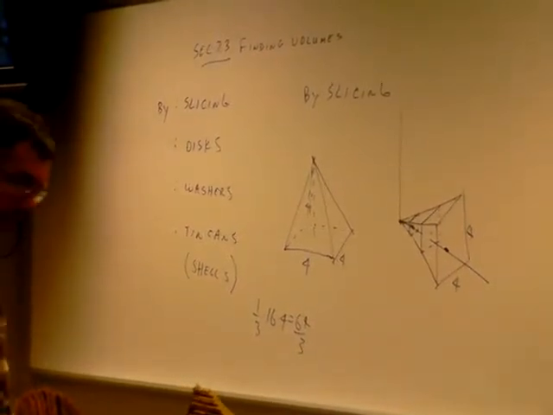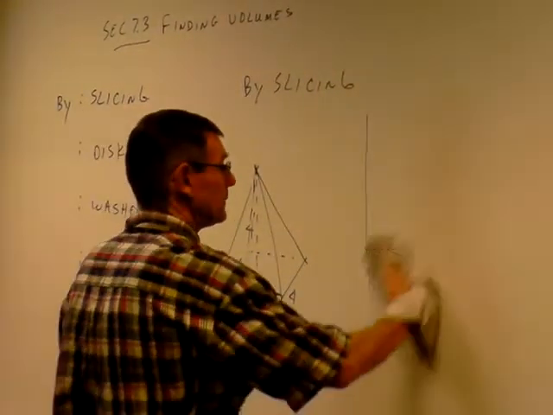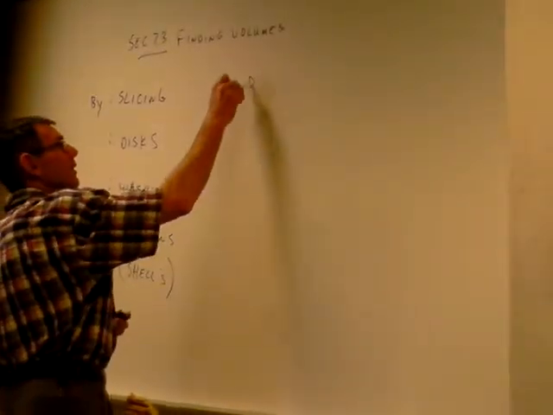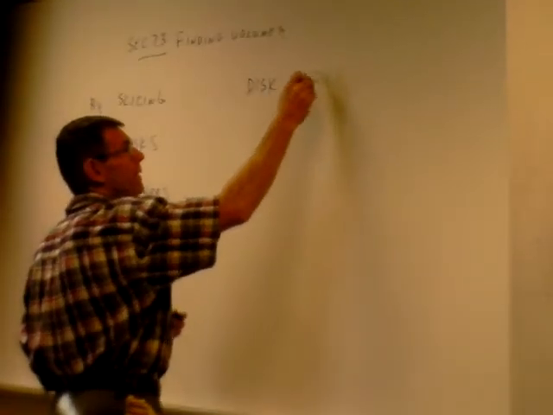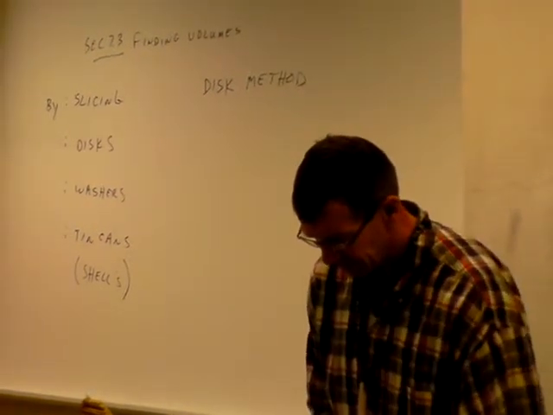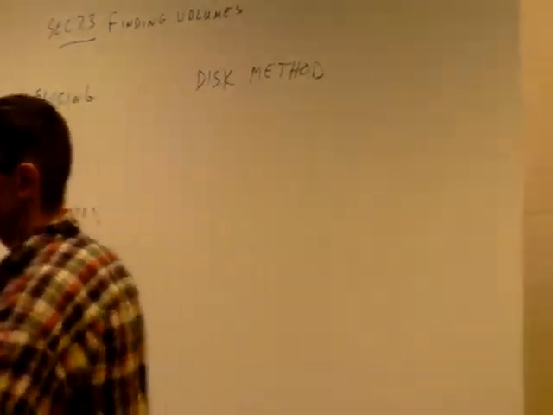Here's another example. Let's find the volume of this thing. Well, I'm going to slice it. What does each slice turn out to be? A circle. And so that basically is the next method, which is called the disc method. What you do for this method is to find the volume of it. You simply find the volume of each disc and add them up.